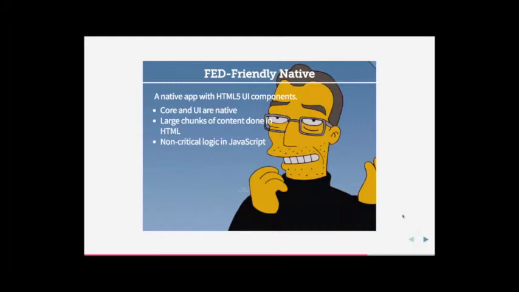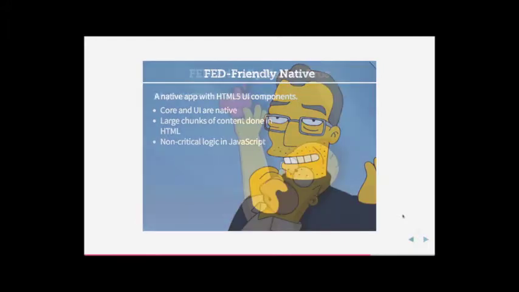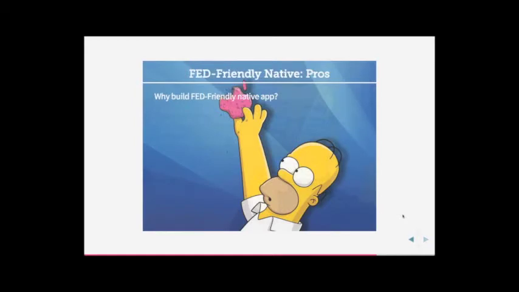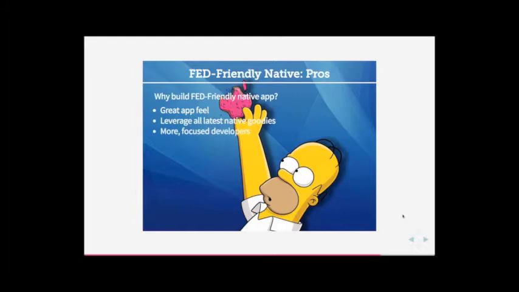All right, so why build a Fed-friendly native app? I don't know why it's not showing my bullet. There it is. It has the best app feel, right? I mean, all the fancy things like collection views and whatever kind of transitions you want to get in iOS, well, you've got them now, or in Android or whatever. You can leverage all the latest native goodies without having to wait for somebody. You can have more focused developers, right? You can have your Fed guys, like I said earlier with the PhoneGap, focusing on Fed, and you can have your native guys focusing on native.